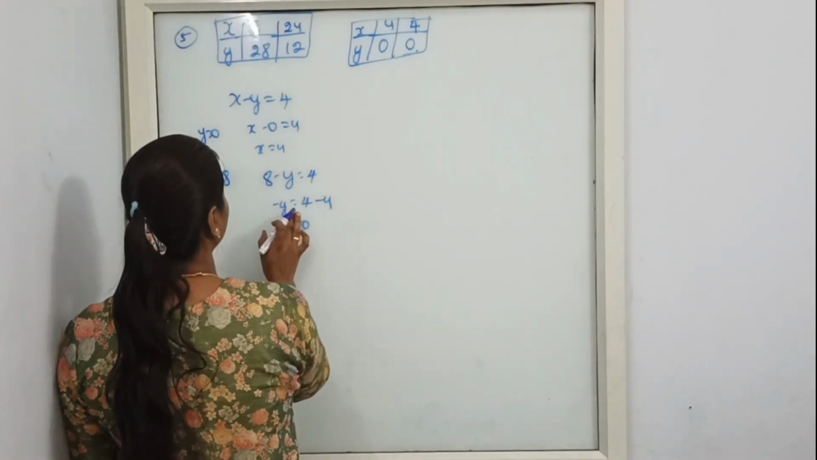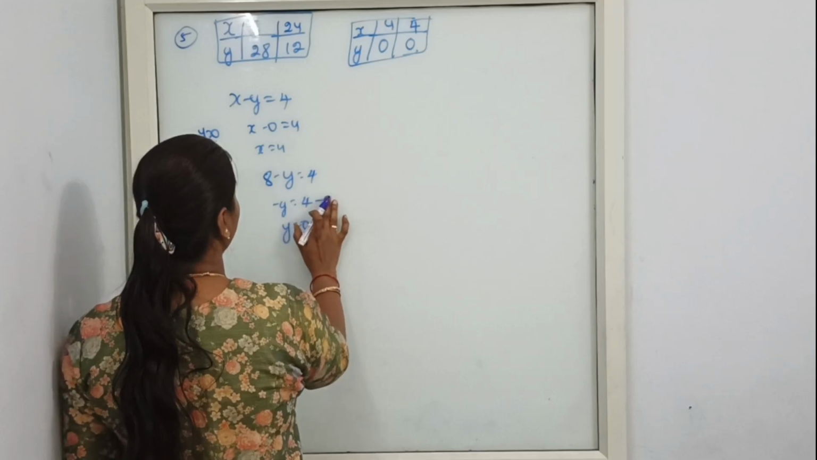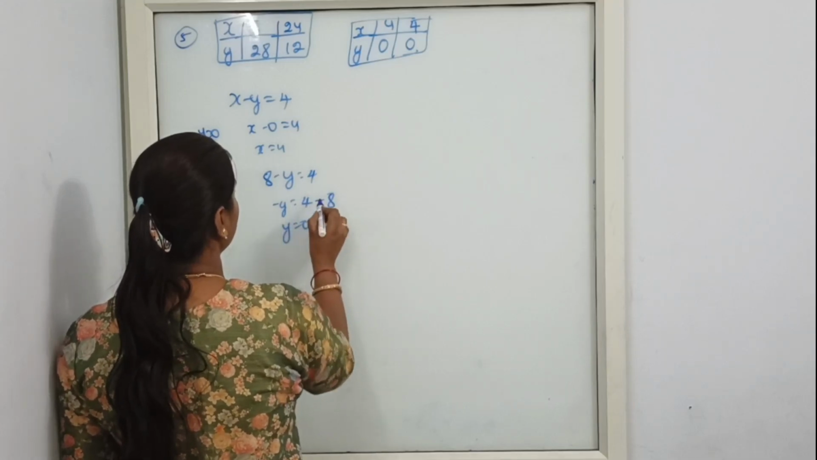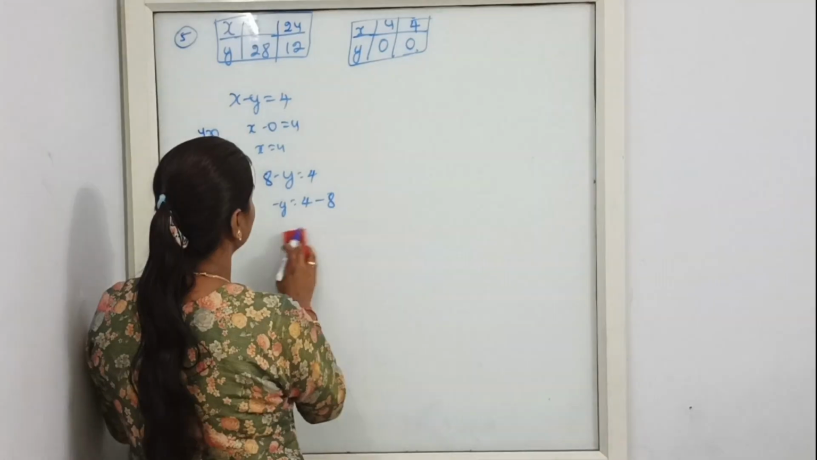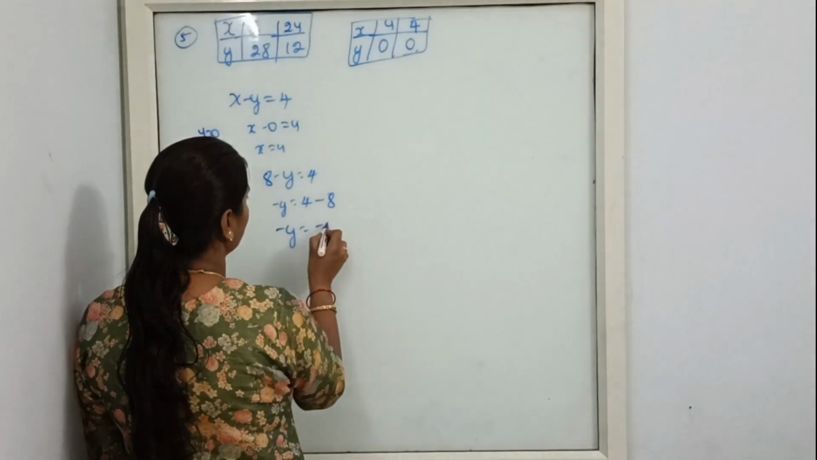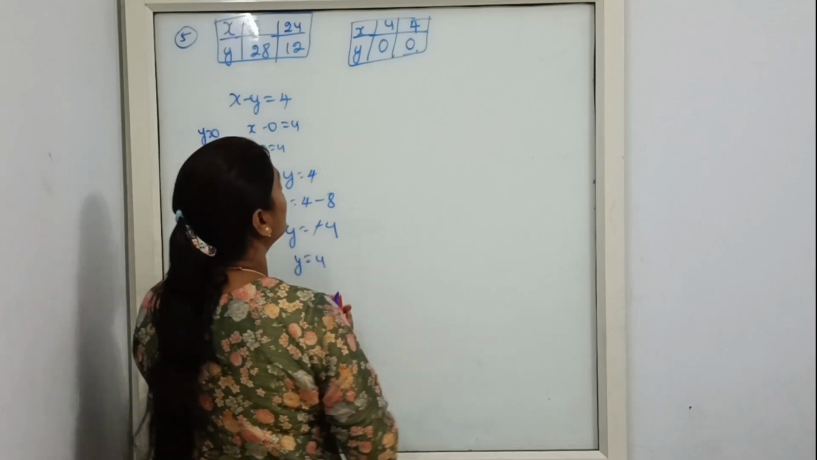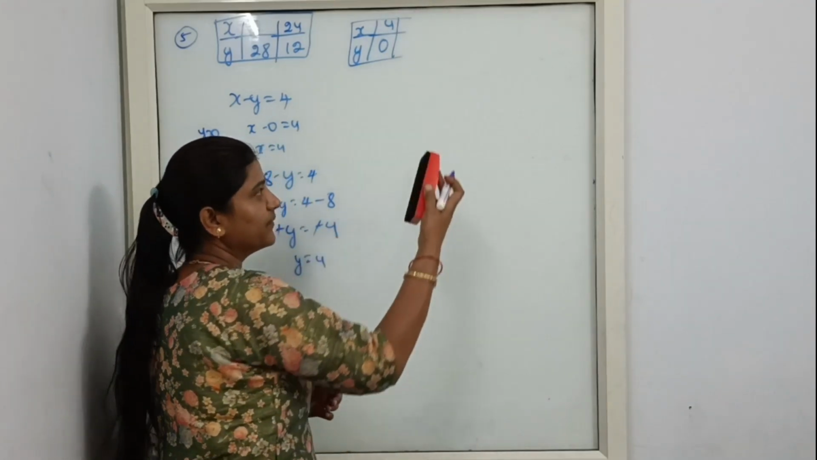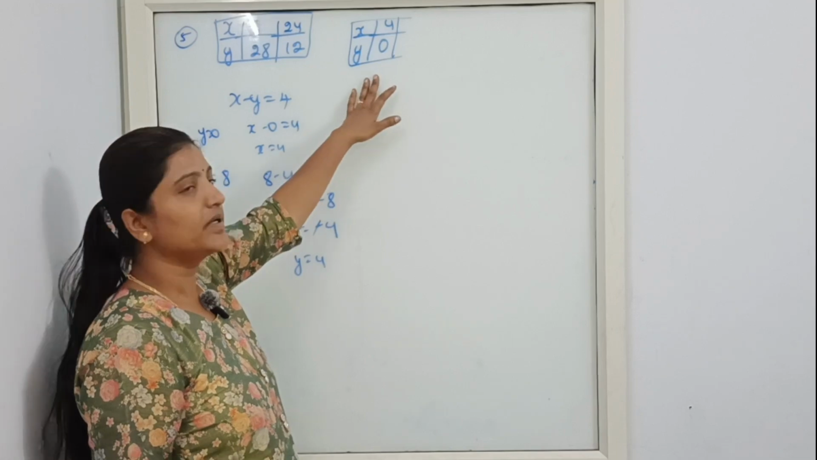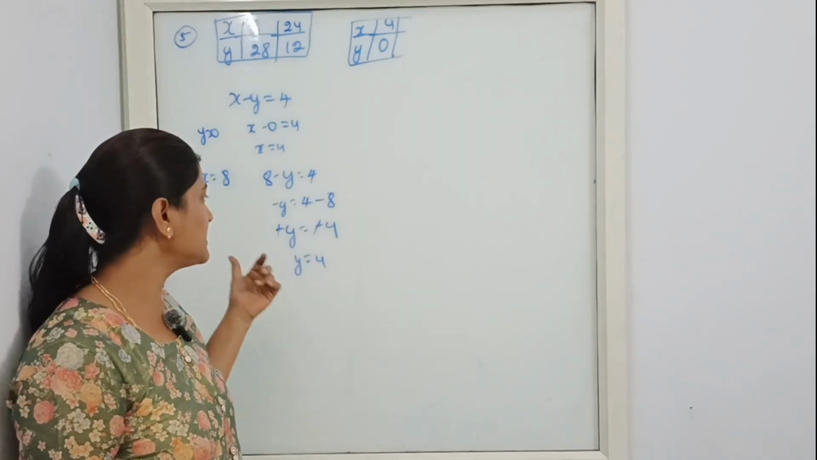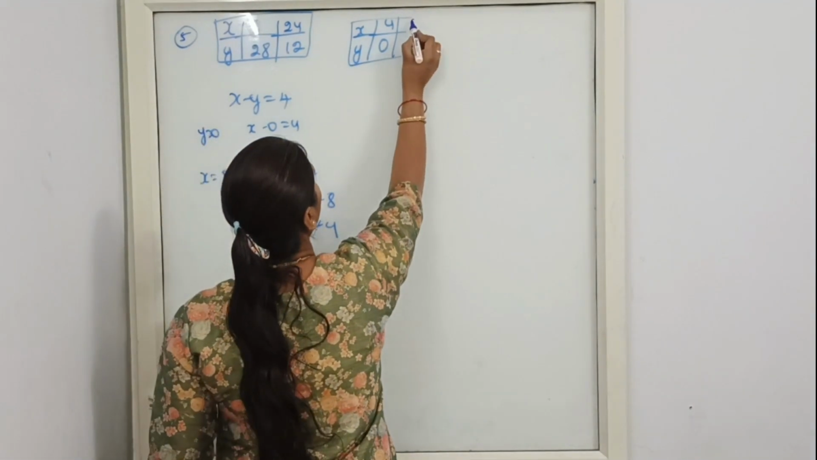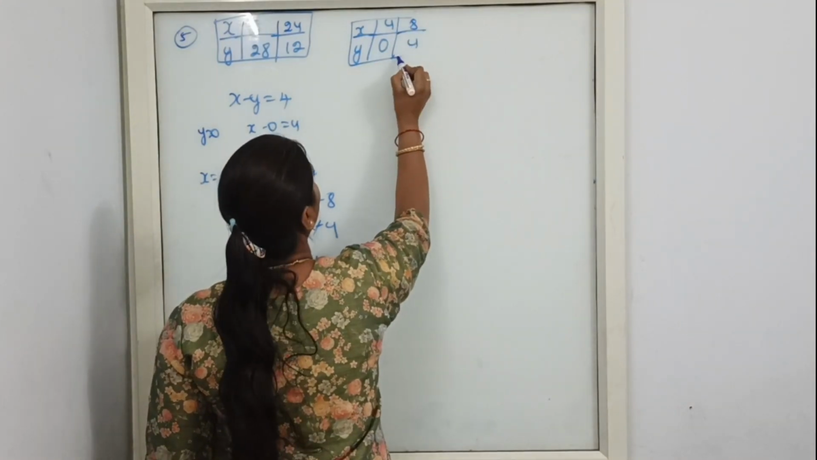If x is 8, it is like 4 minus 8, is it not? Minus y is equal to minus 4, minus minus getting cancelled, y is equal to 4. Just to confuse, it will confuse the same elements, that is why. So x is equal to 8, y is equal to 4.